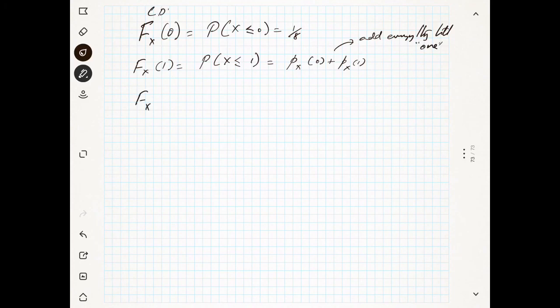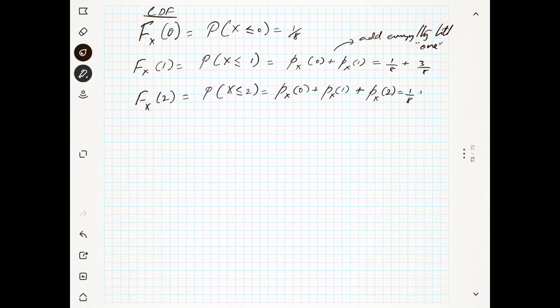Next, the cumulative distribution function of 2 is nothing but the probability that x is less than or equal to 2. It is the probability that x is equal to 0, or the probability that x is equal to 1, or the probability that x is equal to 2. That means you have to add till 2. The first case was 1 by 8. The second case was 1 by 8 plus 3 by 8. This is equal to 1 by 8 plus 3 by 8 plus 3 by 8. So we will get this as 7 by 8.